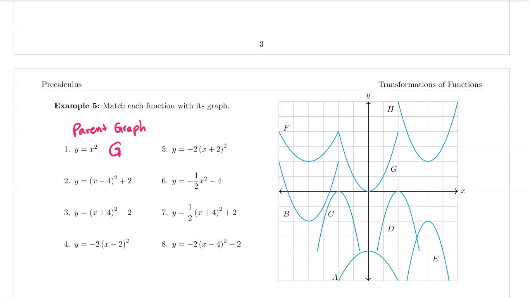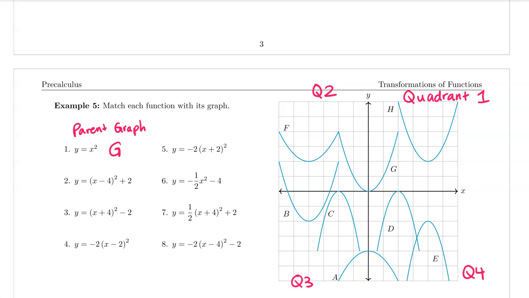For number 2, we have y equals x minus 4 quantity squared plus 2. Really quickly, I'm going to emphasize that our xy plane is split up into 4 quadrants. Here in the upper right corner, we have quadrant 1. Here we have quadrant 2. In the bottom left corner, we have quadrant 3. And in the bottom right corner, we have quadrant 4.